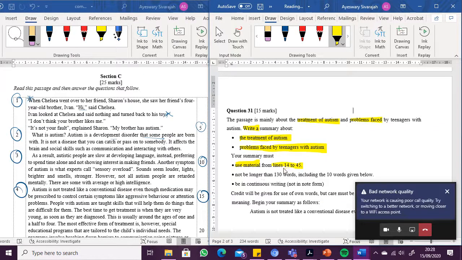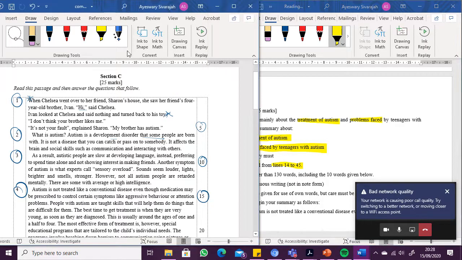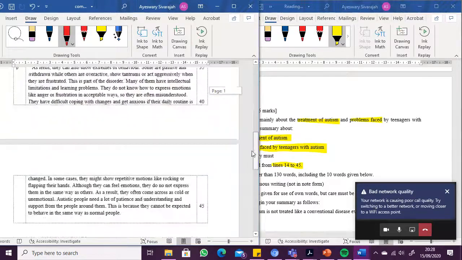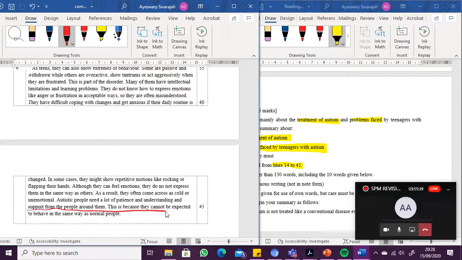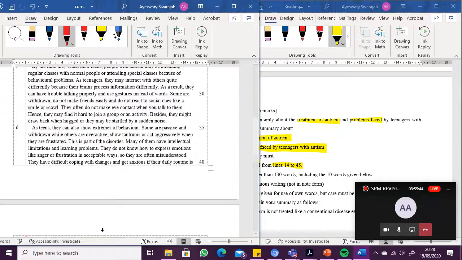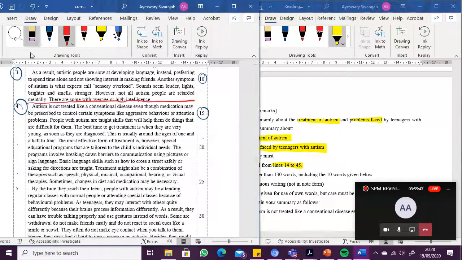Now that I need to use from line 14 to 45, I switch to my reading passage. So let me find line 14. If I see line 15 here, then line 14 will be from here. So I'm drawing my box, and it goes until line 45. Line 45 could be here. Yeah, it is here. So I've got my box already. Okay, so this will be my box.